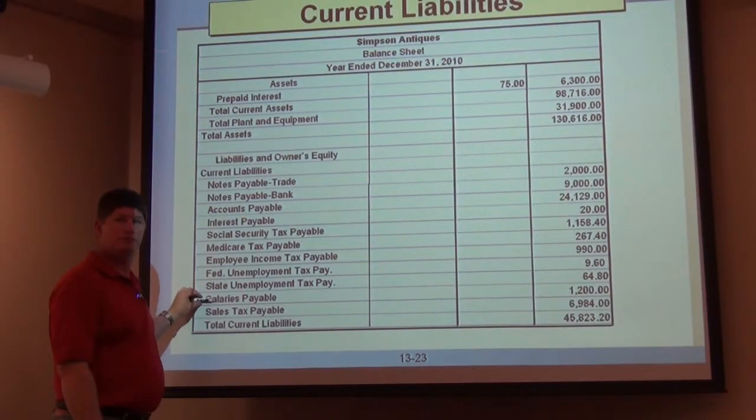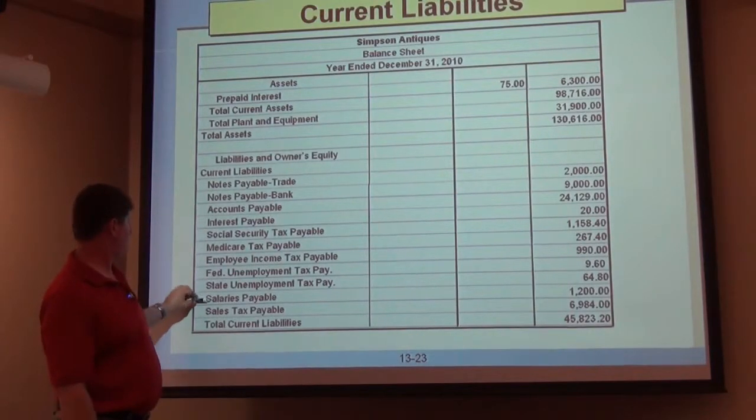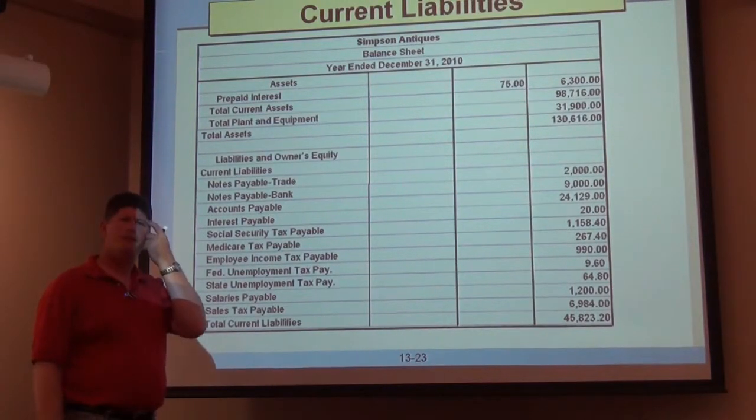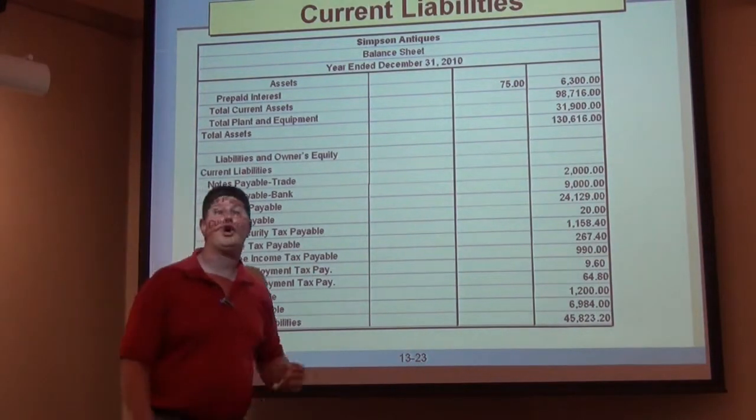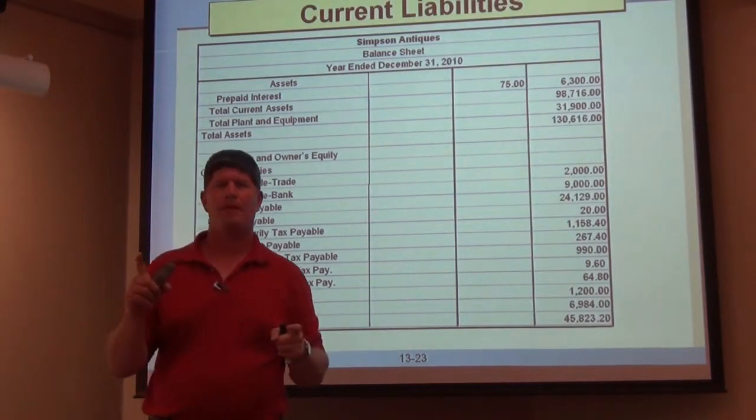Salaries payable, I have to pay that. What I'm saying is, if I have to pay that longer than accounts payable, longer than 30 days, that sounds fishy. And sales tax payable. Add all those up, you get total current liabilities.